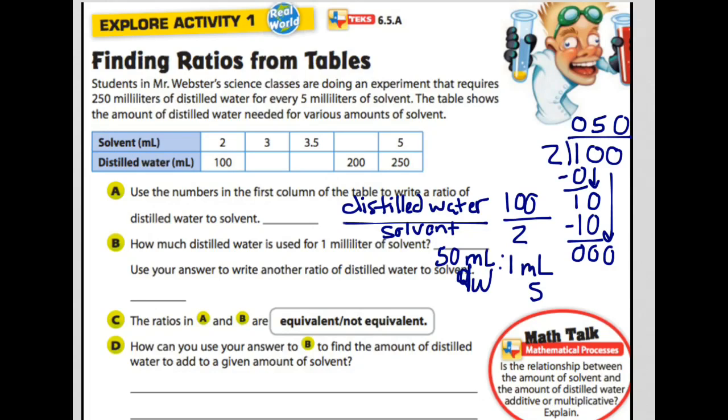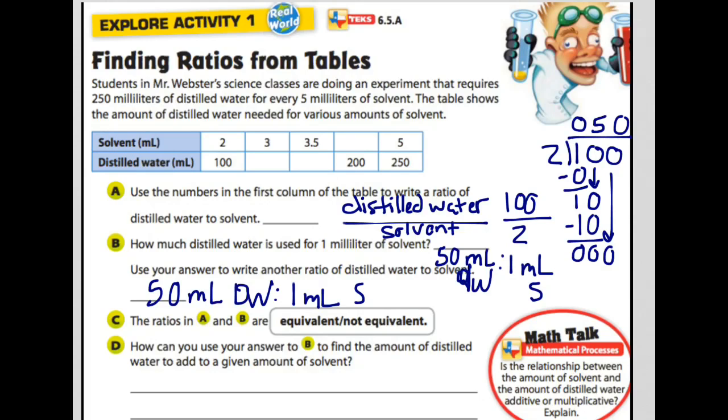Use your answer to write another ratio of distilled water to solvent. So I already did that. I put 50 milliliters of distilled water to 1 milliliter of solvent.